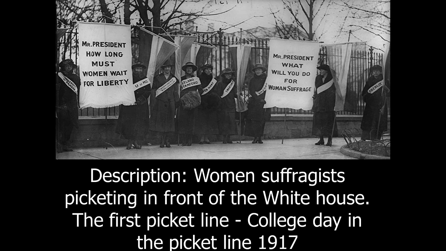All right, here's a description. Women suffragettes were picketing in front of the White House on a picket line for College Day, the picket line in 1917. So this is a time period right before women's suffrage is passed by the 19th Amendment. So how long must women wait for liberty? Because the idea was that, at this point we have obviously white Christian men who were able to vote first, and then it was all white men. And then after the slavery amendments passed, it was all African American men, as well as pretty much every racial minority as long as they were male.